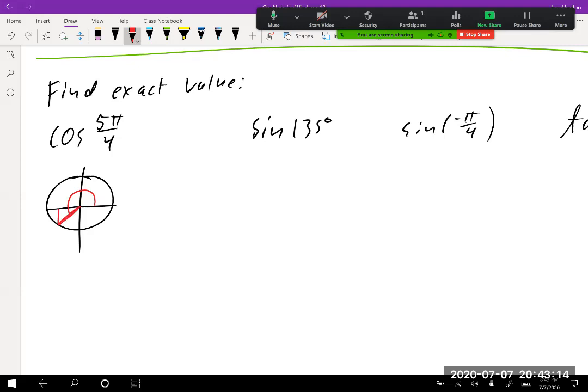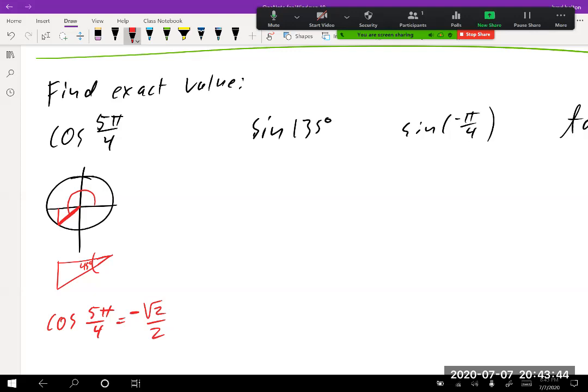So that means I'm at a 45-degree angle, right? Or pi over 4. So this is coterminal with pi over 4. So that means that the cosine of 5 pi over 4 is square root 2 over 2, because it's associated with the 45-degree angle, or the triangle. But what I have to come up with is, is it positive or negative? Well, in quadrant 3, we know that the x-coordinate is negative.